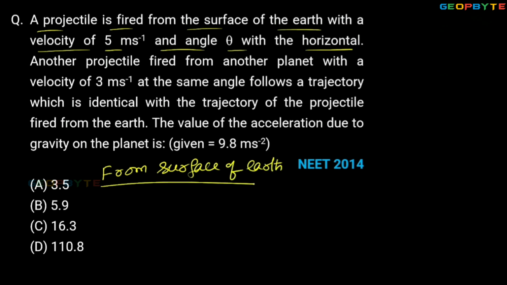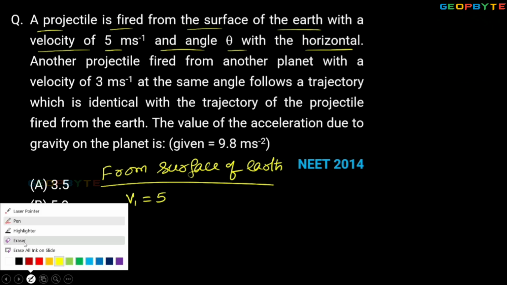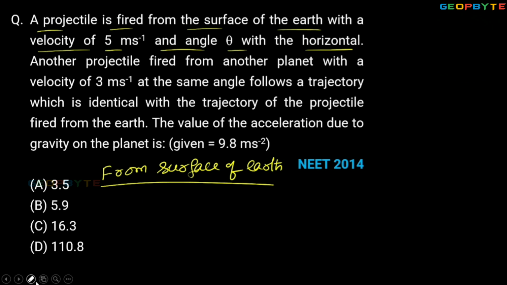From the surface of the earth, a projectile is projected with a velocity u1. Let it be u1. u1 equal to 5 meter per second at an angle theta. Theta 1 equal to theta.